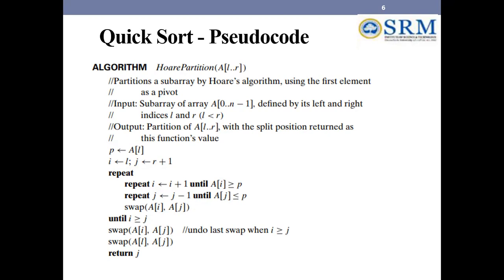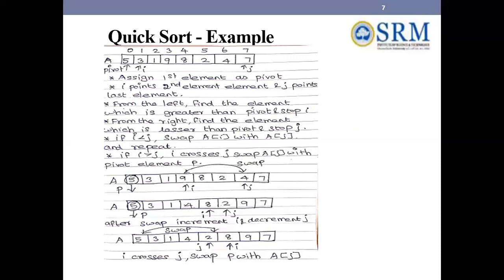Again, the split point is returned to the main function, that is QuickSort, where again the recursive calls are made for the first and second subarrays. This process is repeated until all the elements are sorted, or until we have a single element in the array. That is the pseudocode for QuickSort. We will take one example.